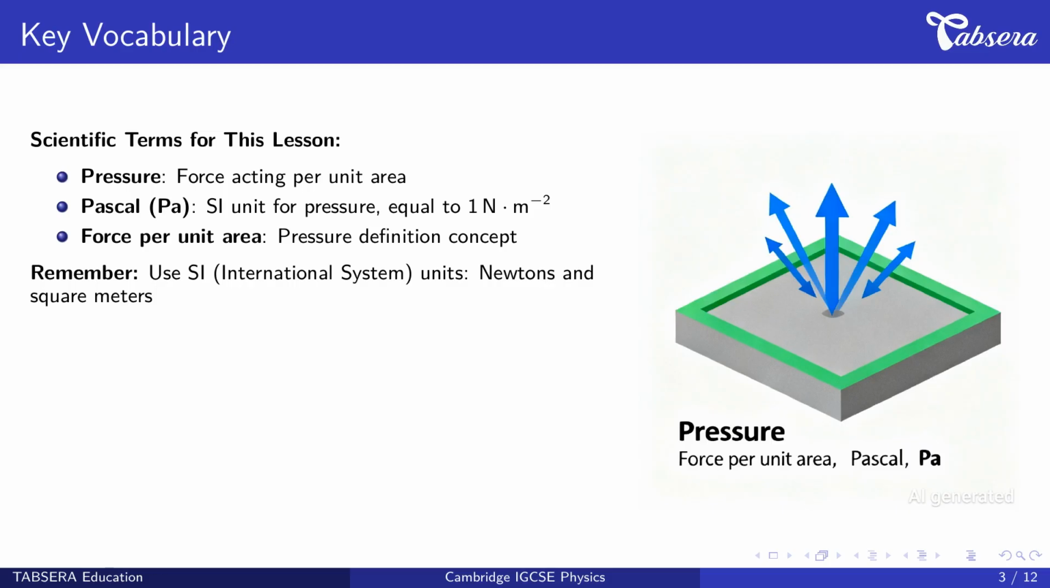Now let's define our key vocabulary. Each term is essential for understanding this lesson. First, pressure, which means force acting per unit area. This tells us how concentrated or spread out a force is over a surface. Second, Pascal, which is the SI unit for pressure, equal to 1 Newton per square metre. Third, force per unit area, which is the fundamental definition of pressure. It describes how much force acts on each square metre of surface. Understanding these terms precisely is crucial for calculations and explanations.